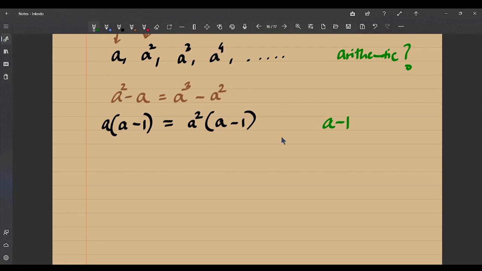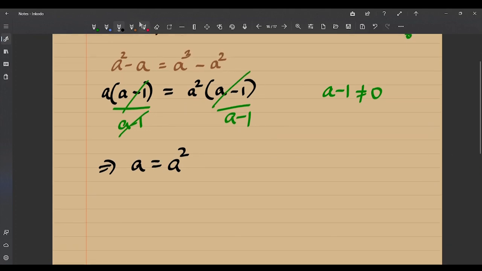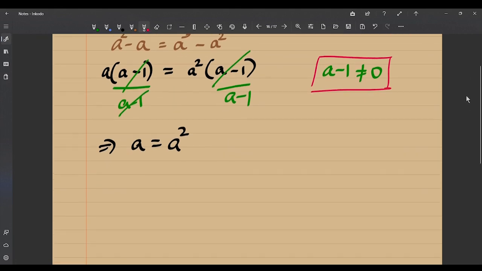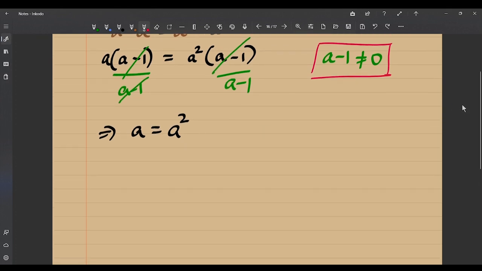You cannot divide anything by 0, so if and only if a minus 1 is not equal to 0, we'd be able to perform this division, and we could say that this equality is the same as this equality, a is equal to a squared. Fine. So now we have this condition at hand, a is not equal to 1, and this might hint at what I am trying to get at here, but let us wait for a while.